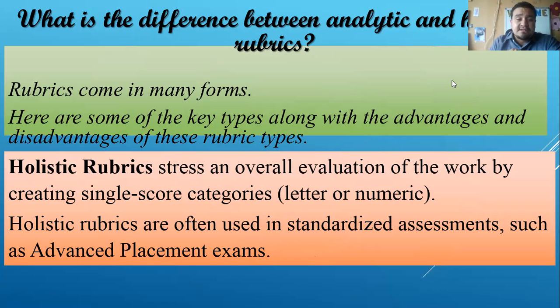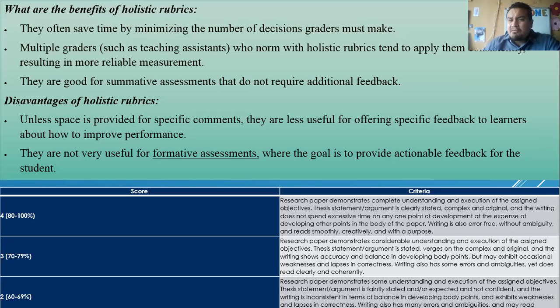So let's start with the holistic rubrics. Holistic rubrics stress an overall evaluation of the work by creating single score categories, letter or numeric. Holistic rubrics are often used in standardized assessments such as advanced placement exams. But what are the benefits of a holistic rubric? They often save time by minimizing the number of decisions graders must make. Multiple graders, such as teaching assistants who norm with holistic rubrics, tend to apply them consistently, resulting in more reliable measurement. They are good for summative assessments that do not require additional feedback.